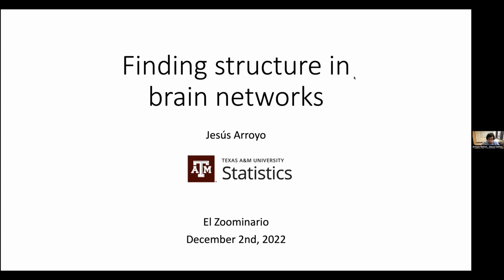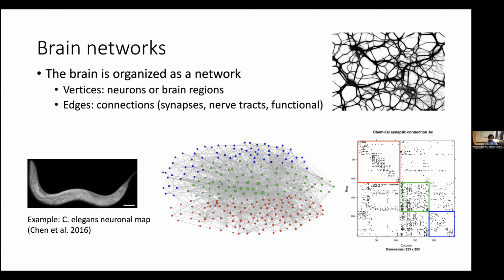So I'm going to be talking about finding structure in brain networks. So let me jump to the talk. First, what's a brain network? The idea of this type of data is to represent the structure of the brain as a graph that has vertices representing either certain neurons of the brain or brain regions, and then the edges are going to represent the connectivity of the brain. The idea of this type of data is to capture this brain structure because essentially the brain is organized as a network.